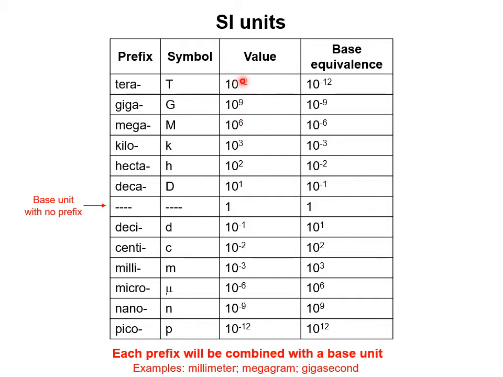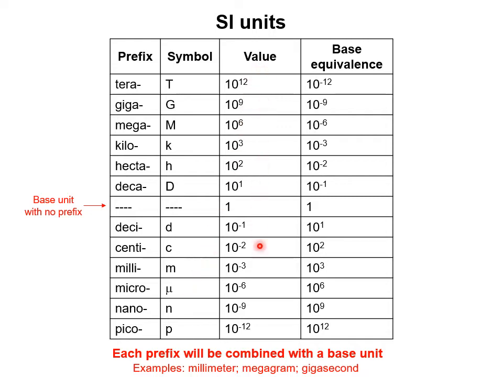Now, here is the symbol for each prefix. What you notice is that for tera, giga, and mega, as well as deca, they are all capitalized, but the rest are all lowercase. Notice that we have two M's. We have a capital M for mega, lowercase for milli, okay? And we have a capital D for deca and a lowercase for deci. And then the other thing to notice is that micro has this funny symbol. It's called a mu, and it looks kind of like an italicized U.